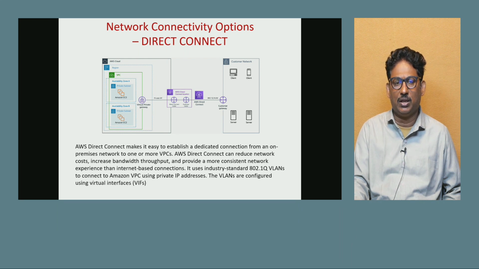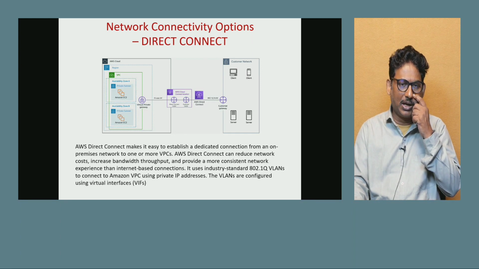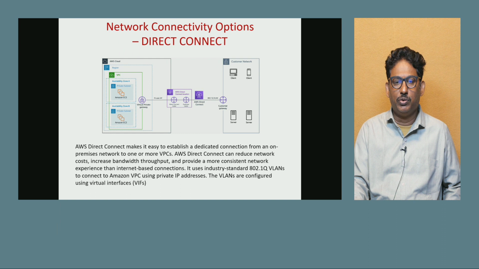So here AWS Direct Connect makes it easy to establish a dedicated connection from an on-premises network to one or more virtual private clouds. AWS Direct Connect can reduce network costs, increase bandwidth throughput and provide a more consistent network experience than internet-based connections. It uses industry standard 802.1Q VLANs which are connected to the Amazon VPC, which uses private IP addresses. The VLANs are configured using virtual interfaces.